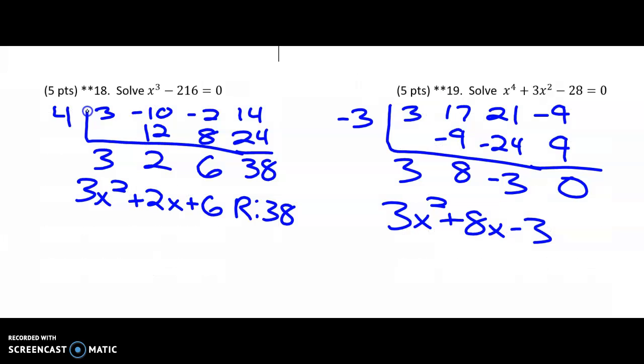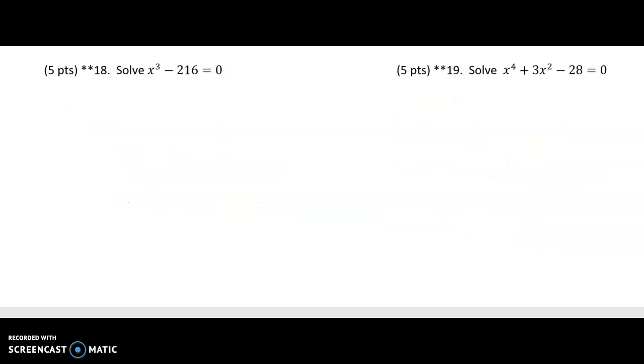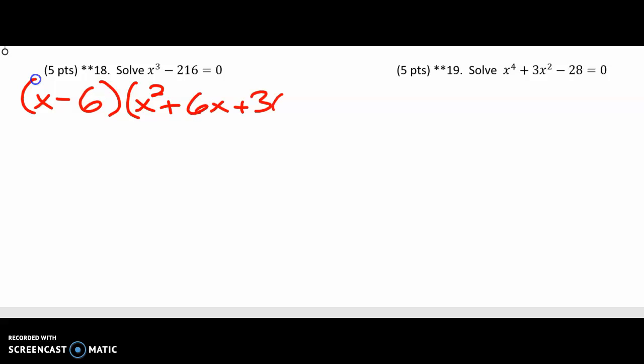Number 18, that's a great opportunity to use a 3-star. That's a difference of 2 cubes. So the 3-star tells me to figure out what the cube root is. In other words, what number cubed gives me what's there. So x, if you cube it, you get x cubed. 6, if you cube it, you get 216. Signs should match the beginning. Now remember, square, opposite signs, multiply, always positive, squared.